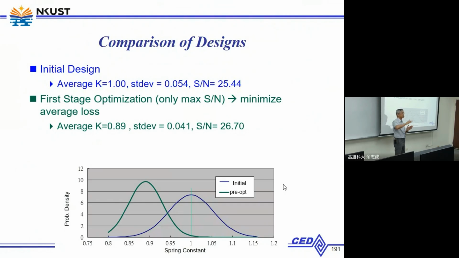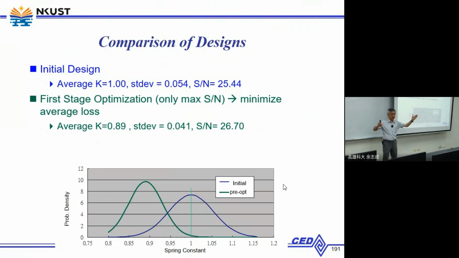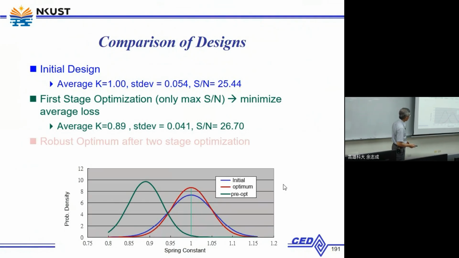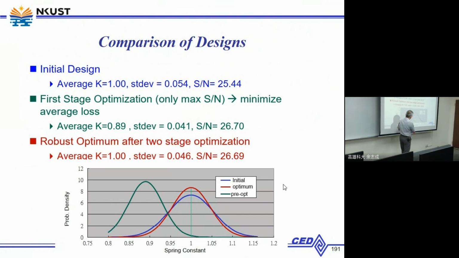SN ratio has been maximized. But this is not on the target k equal to 1. So we want to move this one to here by choosing the scaling factor length, L. So we adjust L and find out the optimum design. This is the optimum design. Average will equal to 1, and this is the distribution of the optimum design.